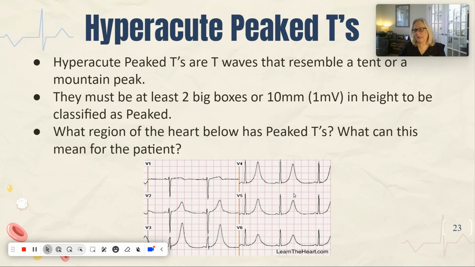Okay, so we can take a look at this and we can see that there's some peaked Ts going on here in leads 2, 3, 4, 5, and a little bit in 6. So what region are we having these hyperacute peaked Ts? It's going to tell us where we're either having ischemia or the start of a heart attack. And if you guessed anterior and apical, you are correct. V1 through 4 is the anterior region of the heart, and 5 and 6 are the apical region. So that's telling me I have some sort of narrowing happening in that region of the heart.